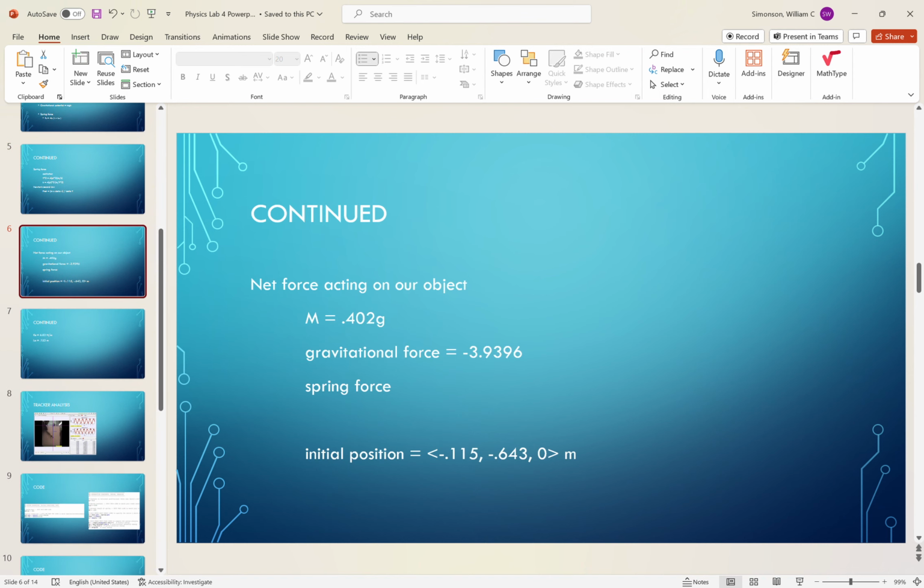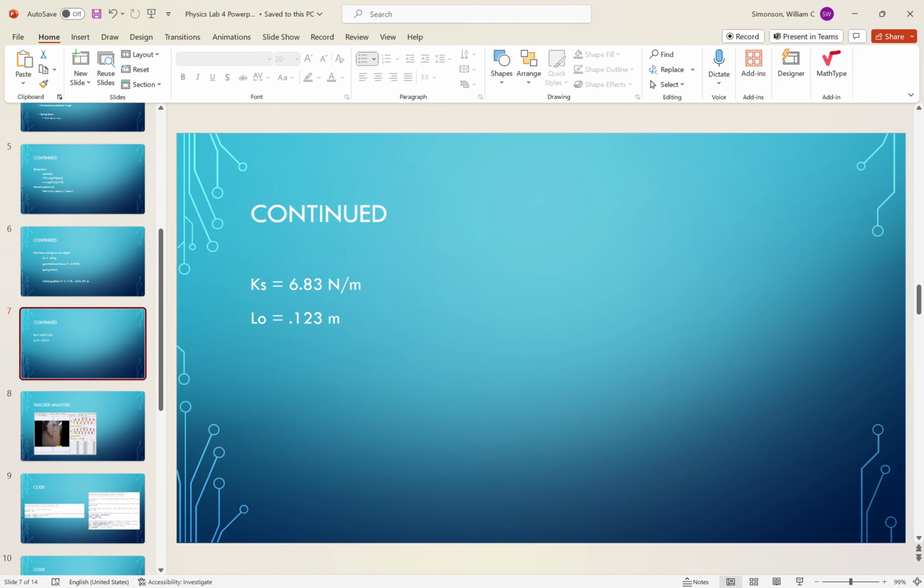The net force acting on the object is found by using the mass, the gravitational force, and the spring force, where the equation was shown in the last slide. And the initial position is what we use in tracker, which was negative 0.115 in the x, negative 0.643 in the y, and 0 in the z.